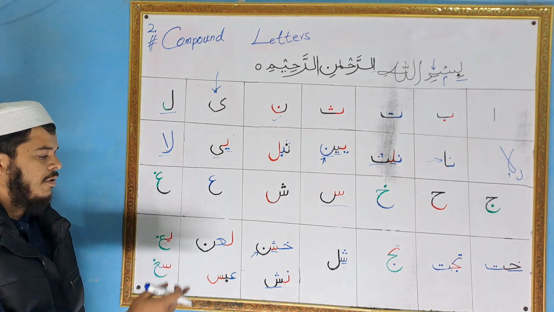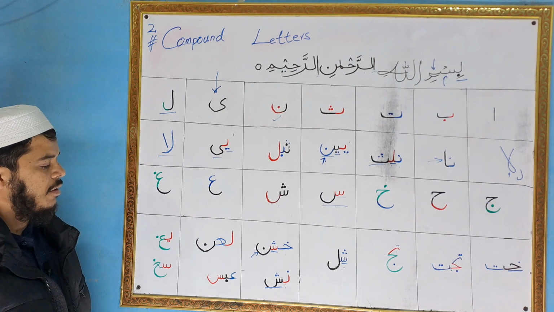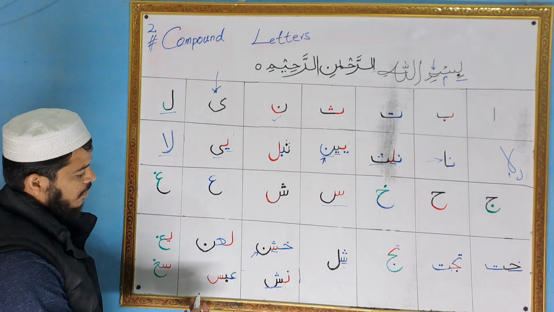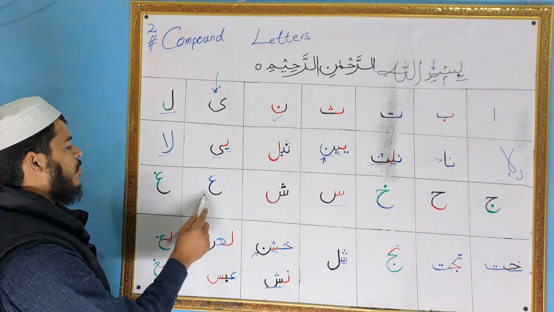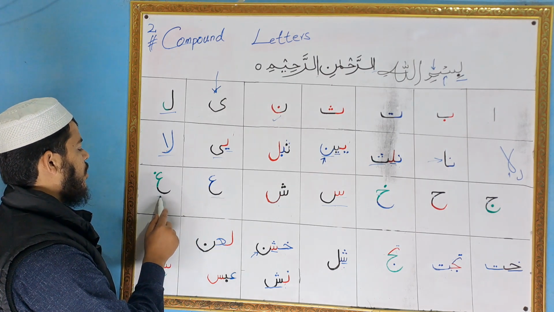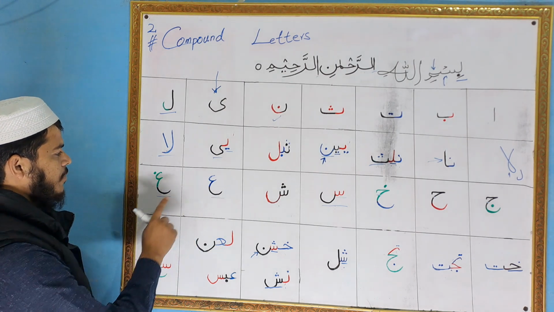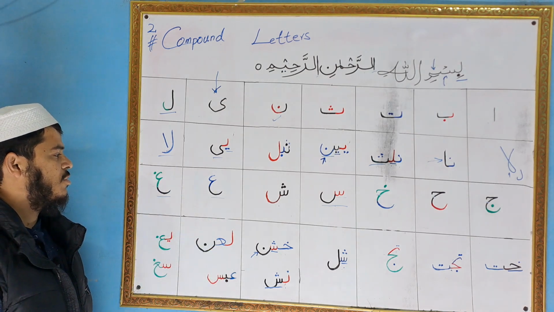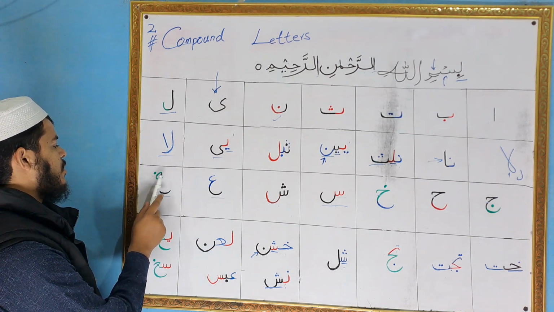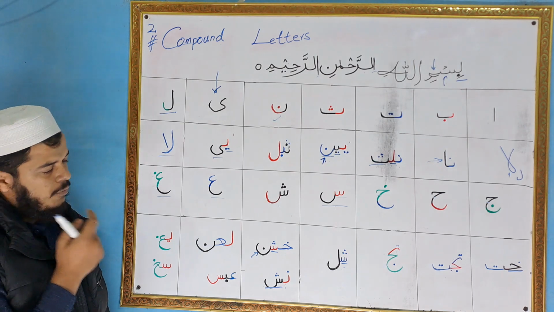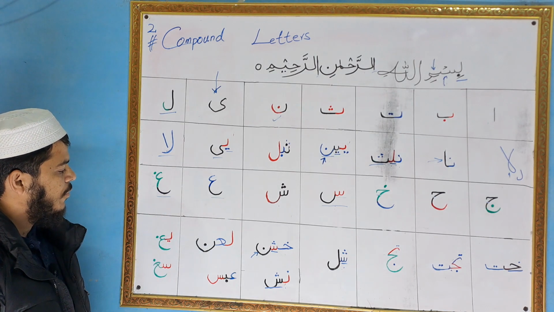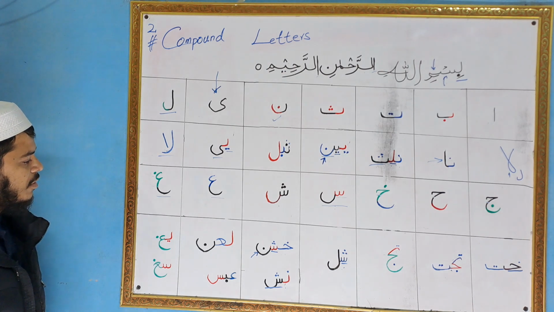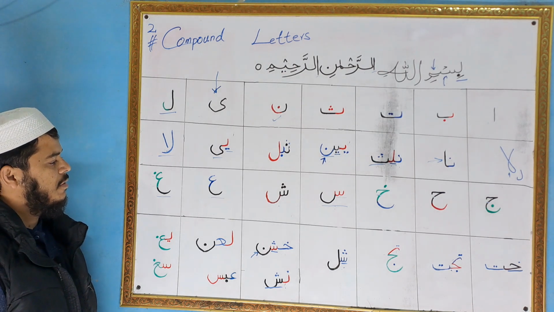We have learned all the shapes of ba, ta, tha, noon and ya. Okay. Now we move to the letters ayn and ghayn. You can see no difference at all between these two. The only difference is in the placement of the dot: one has a dot, the other does not. So now we will consider all the possibilities.